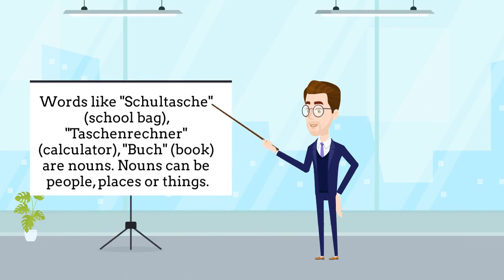We've just seen 3 example sentences with school items: Schultasche, Taschenrechner, Buch. These are all examples of nouns. Nouns can be people, or places, or things.